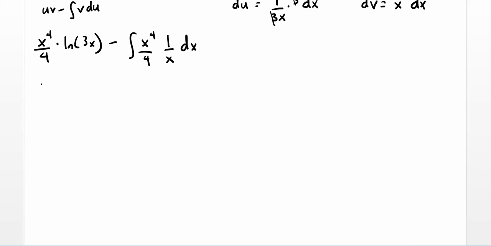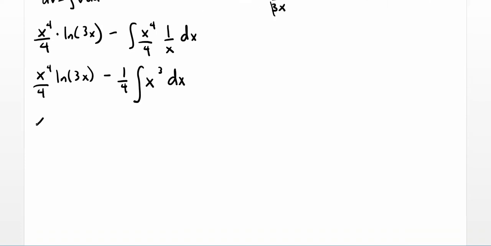Simplify this a bit before we move on. X to the fourth over 4, natural log of 3x, minus, I'm going to pull the 1/4 out of the integral. And then x to the fourth divided by x is x to the third dx. Now I have to keep integrating. Integral of x cubed, that's an easy one, x to the fourth over 4 plus c.